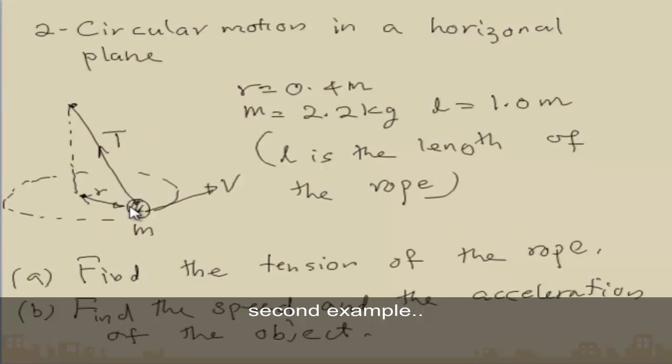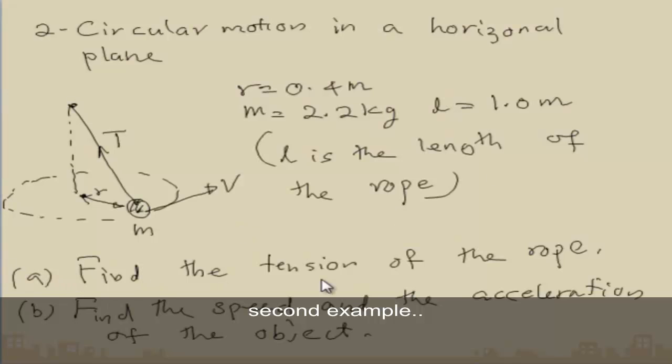But the radius of the motion, the radius of the circle, is not the length of the rope, so that's different. So let's consider that the radius of the circle is r, but the length of the rope is l, and assume that the radius is given as 0.4 meters, the mass of the object is 2.2 kilograms, and the length of the rope is 1 meter.